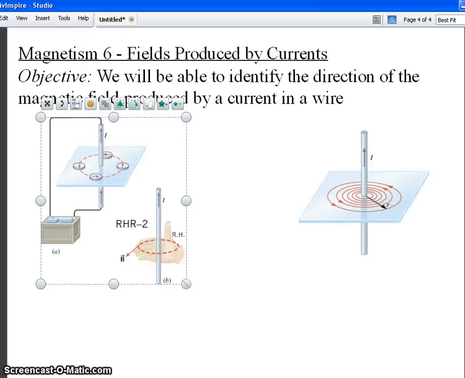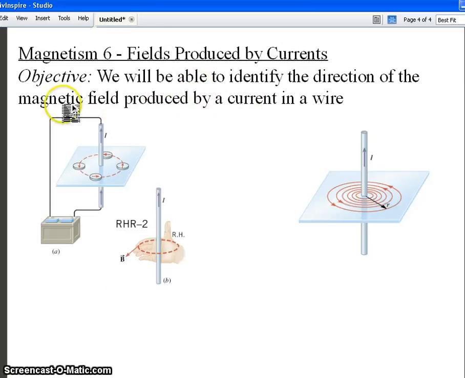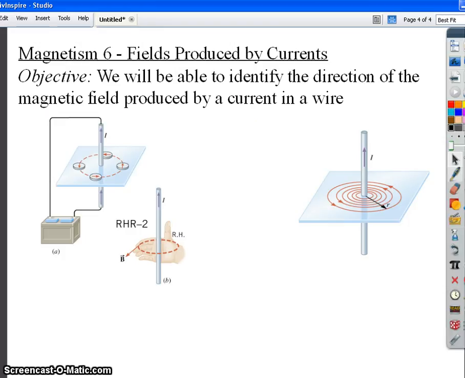Good morning, class, and welcome to this lesson on Magnetism 6, Fields Produced by Currents. Today we will be able to identify the direction of the magnetic field produced by a current in a wire.